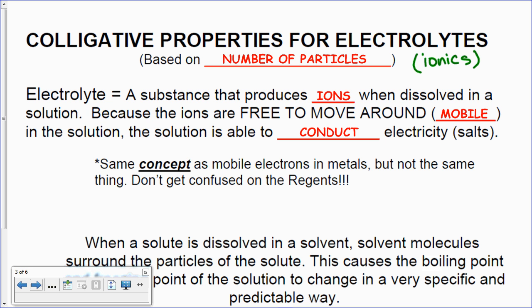That's like what we saw in a previous lab. We added an ionic compound to water, and the light bulb lit up because it allowed the electricity to move from the electrodes. They were mobile ions. This colligative property stuff follows the same concept, but not in the same thing. So don't get confused on this Regents exam.